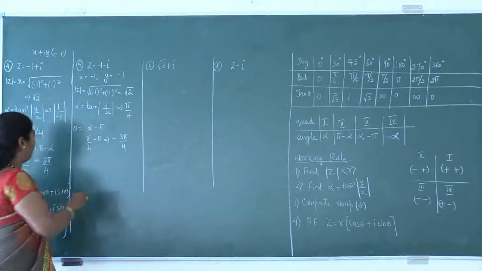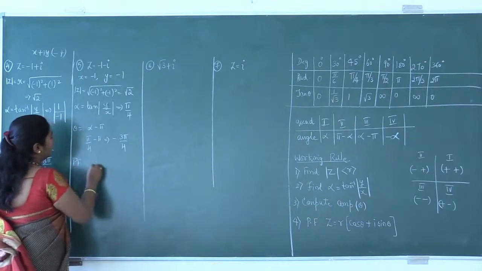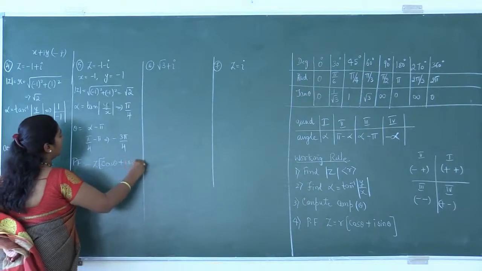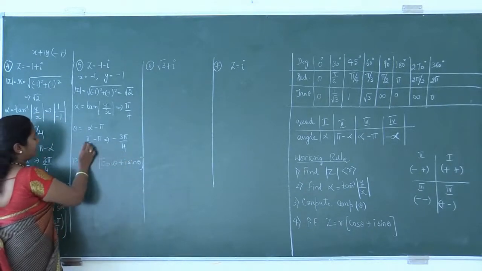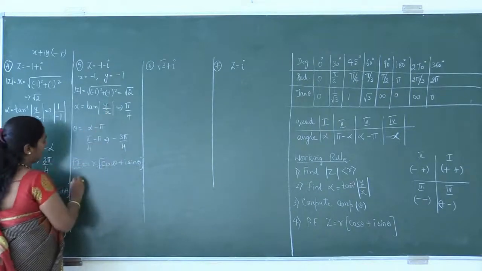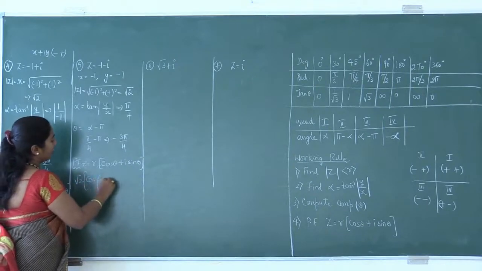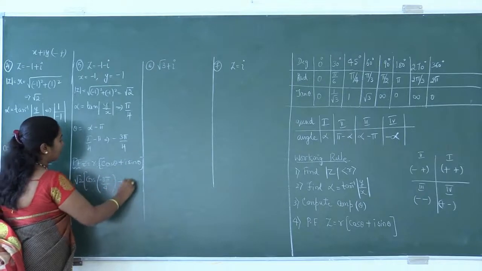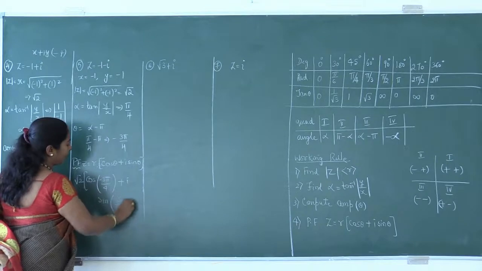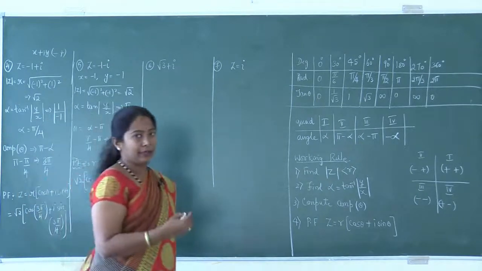Next, polar form. How do you represent polar form now? Polar form is z equal to r into cos theta plus i sin theta. Substitute the value of r now. What is the r value? That is root 2 into cos. What is the theta value? Minus 3 pi by 4 plus i into sin minus 3 pi by 4. This is nothing but the polar form of the complex number.